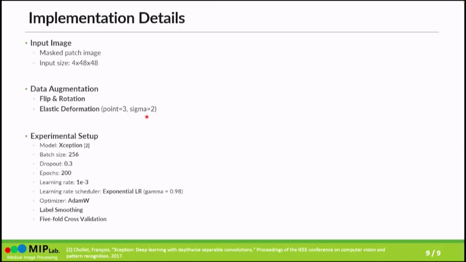I use Xception with a batch size of 256 and a dropout rate of 0.3. We train for 200 epochs with the AdamW optimizer. Label smoothing was used, then 5-fold cross-validation and ensemble were used.